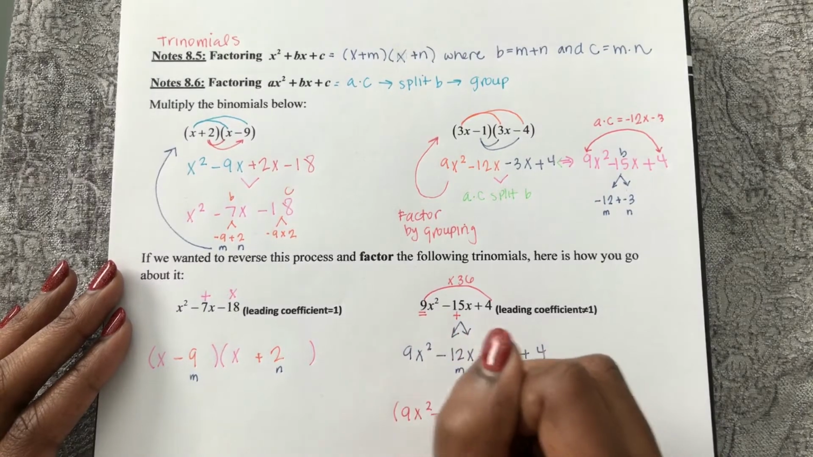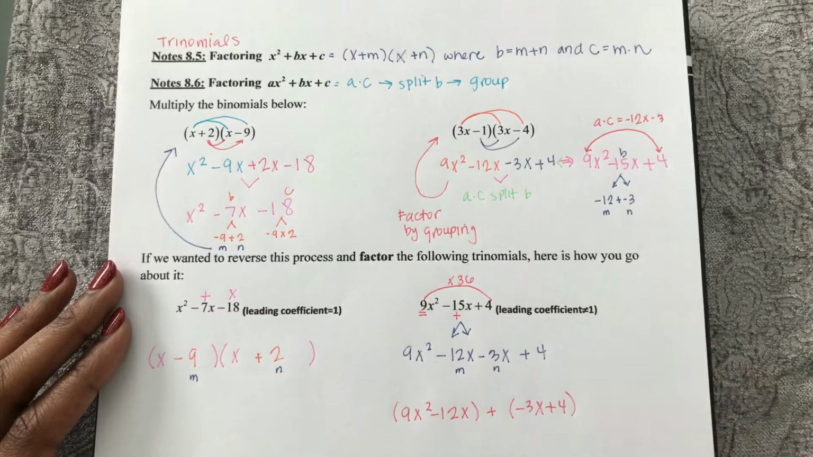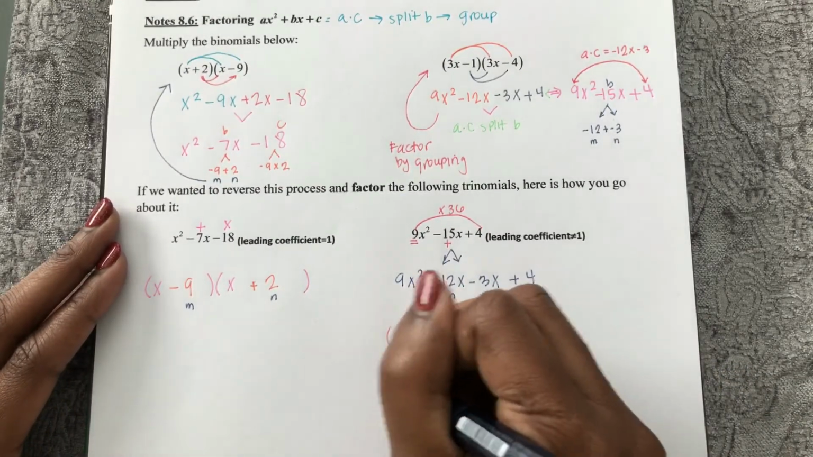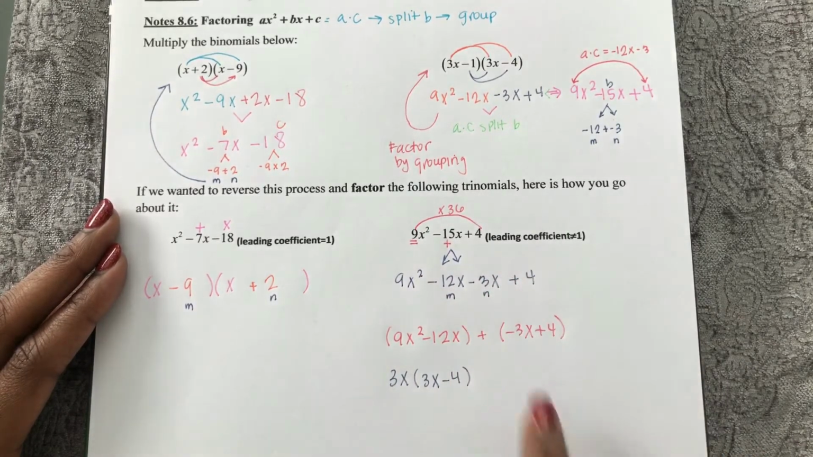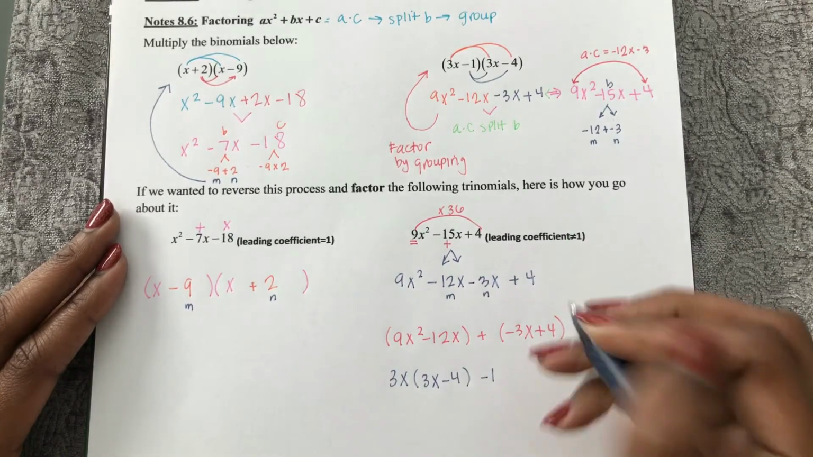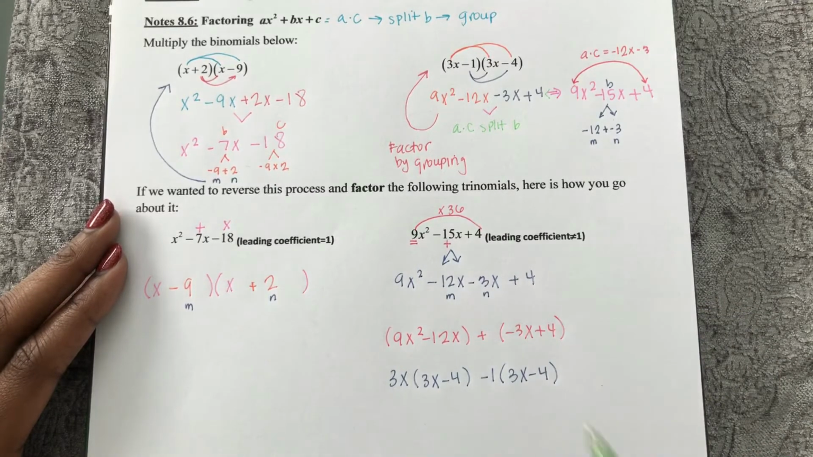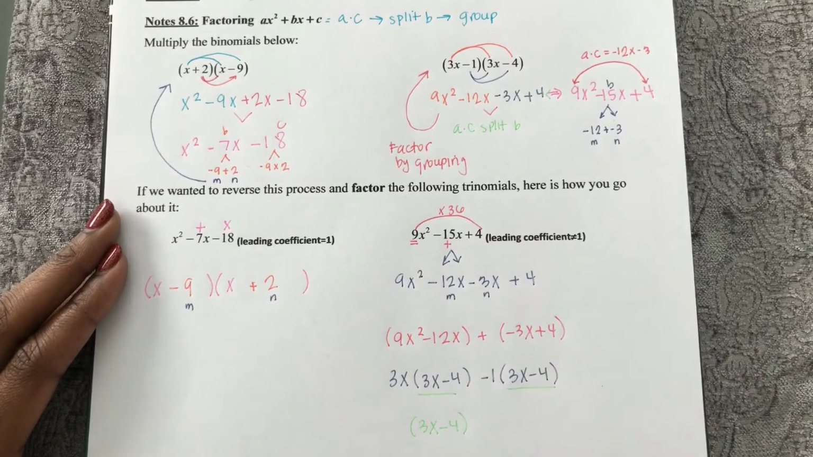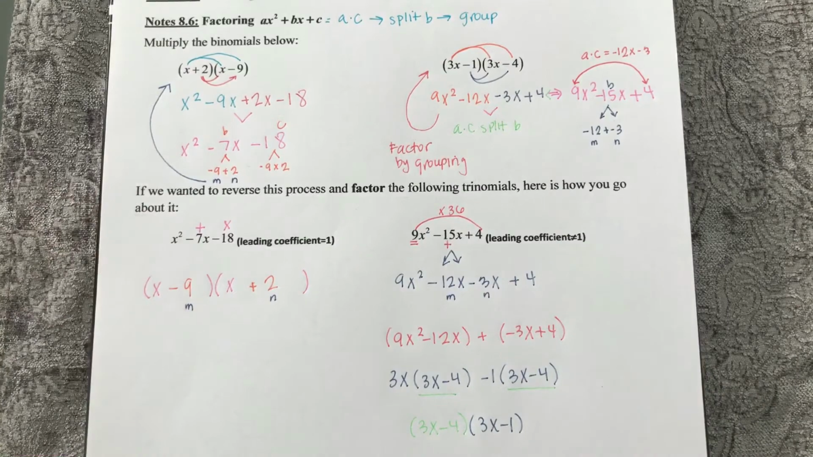So 9x squared minus 12x plus negative 3x plus 4. So now out of my first two terms, I can factor out a 3x, and that leaves 3x minus 4. Here I can factor out a negative 1 because my leading coefficient is negative, and that leaves 3x minus 4. So now here's my binomial GCF of 3x minus 4, and that will leave 3x minus 1.